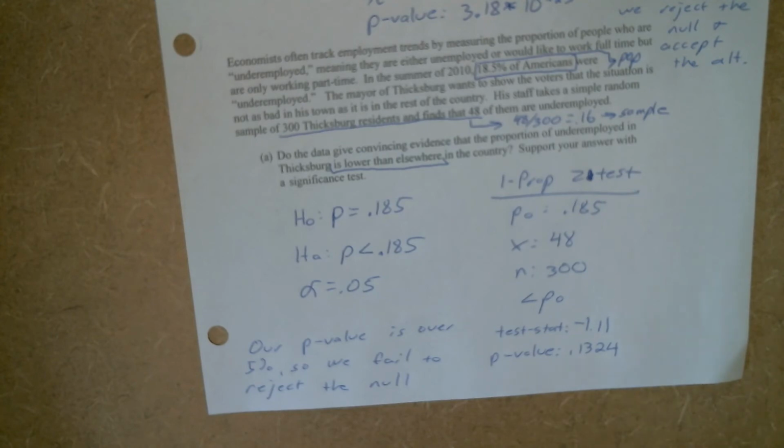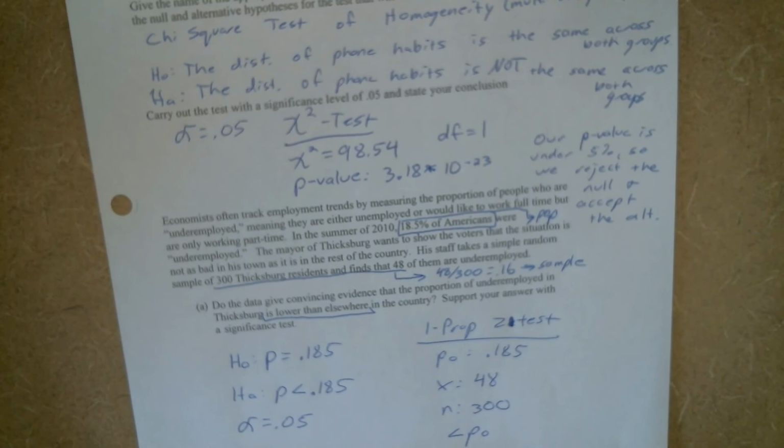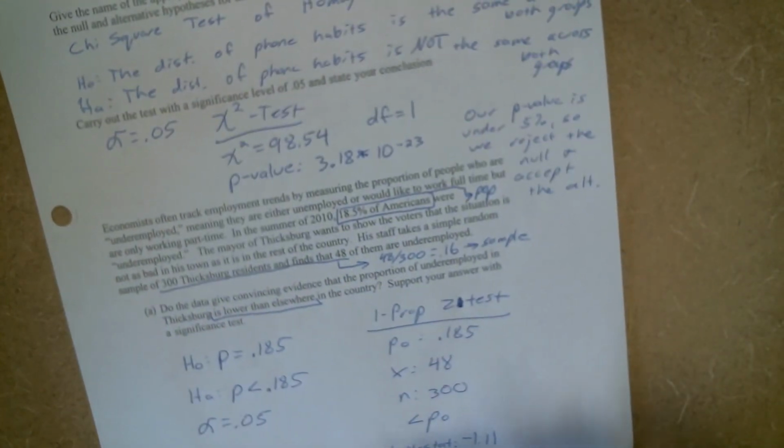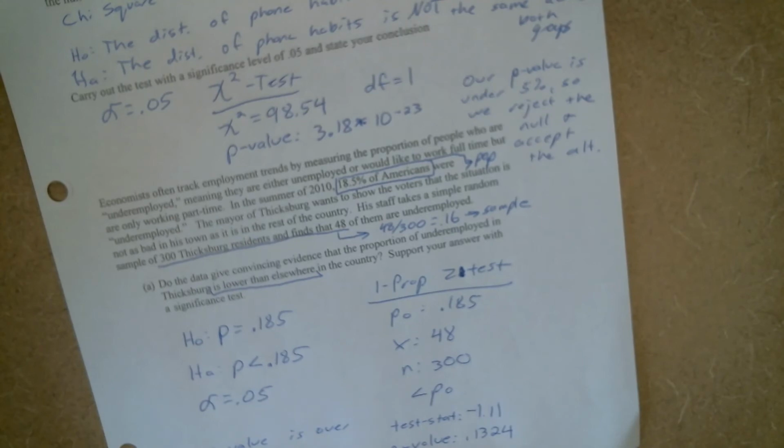But again, being able to use that menu, being able to select the right choice, and then being able to correctly analyze your results, whether it's a chi-squared, whether it's a proportion, whether it's a t-interval, you're still interpreting these p-values in the same way.